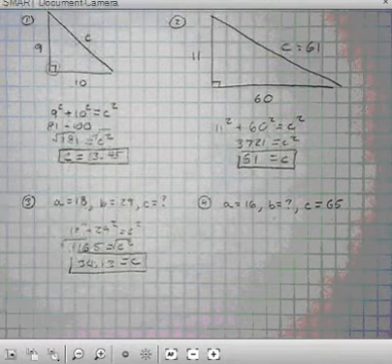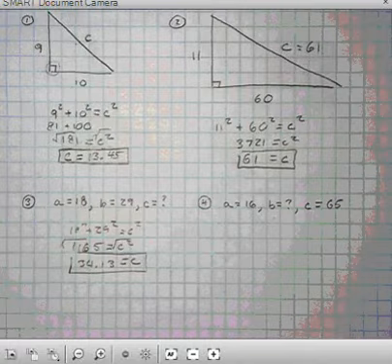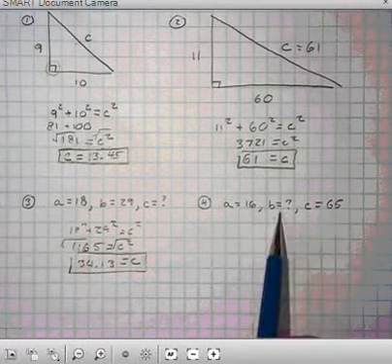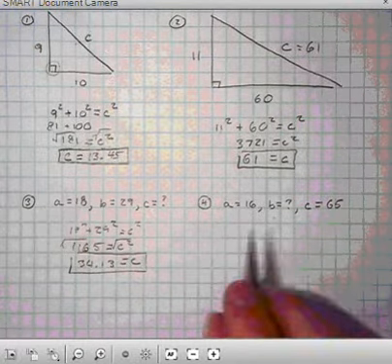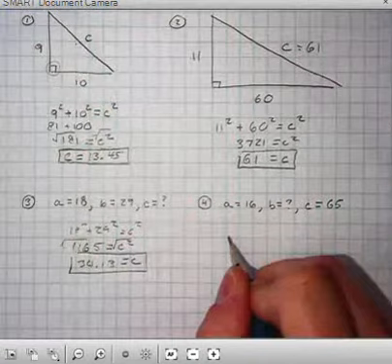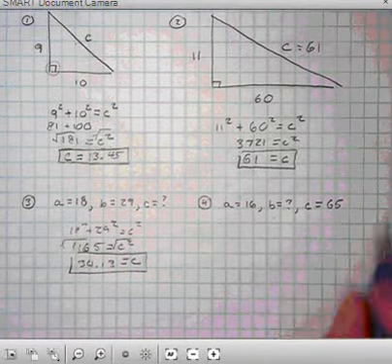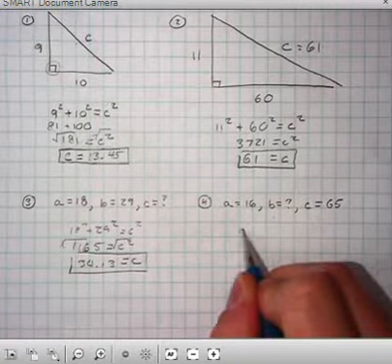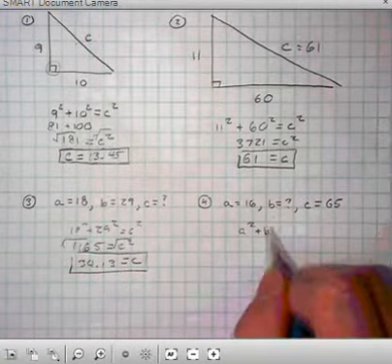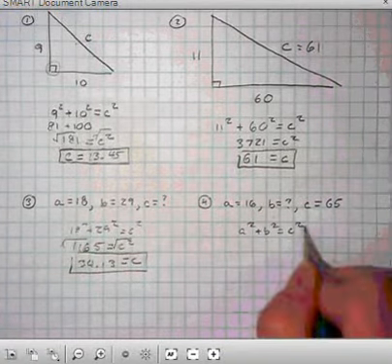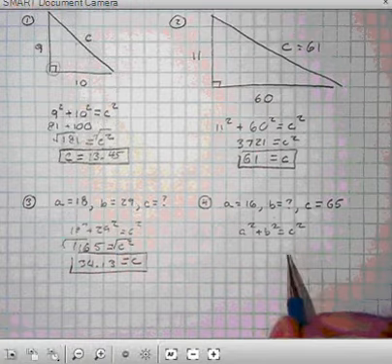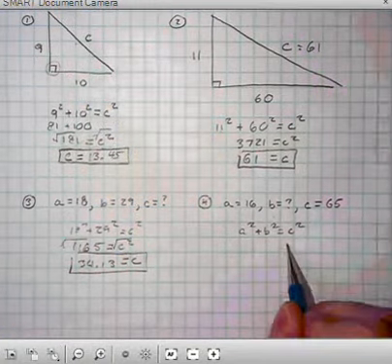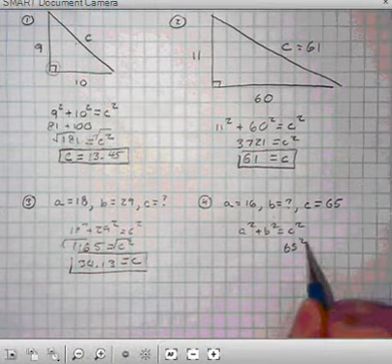Scout, what'd you get? 63. Now, tell us how you did that, because now I'm missing the B. How did you get 63 there? I did 65 squared minus 16 squared. Well, let me do this. A squared plus B squared equals C squared. Now, what did you do? I did 65 squared minus 16 squared.